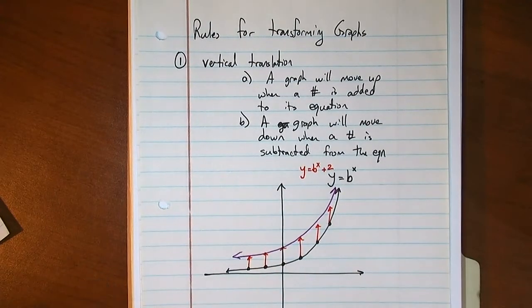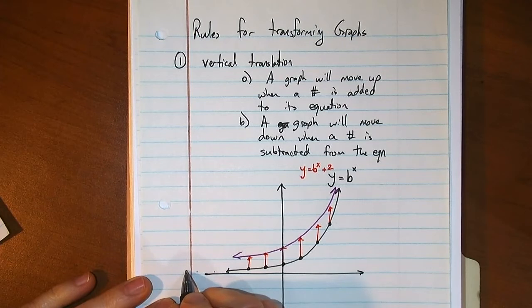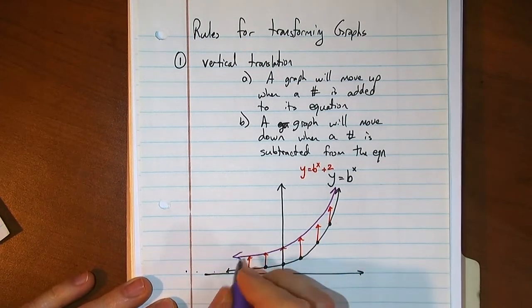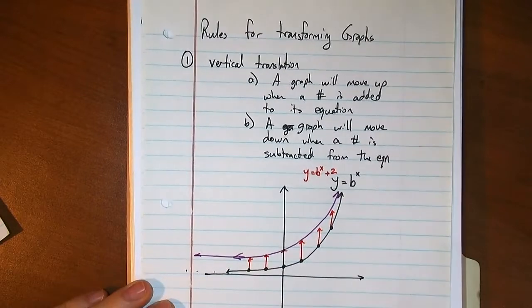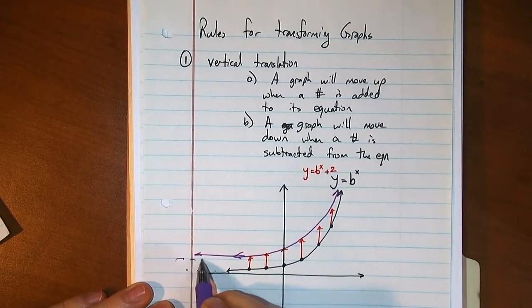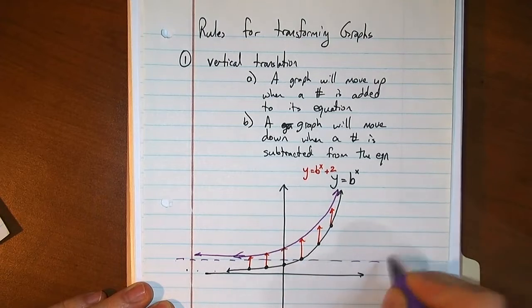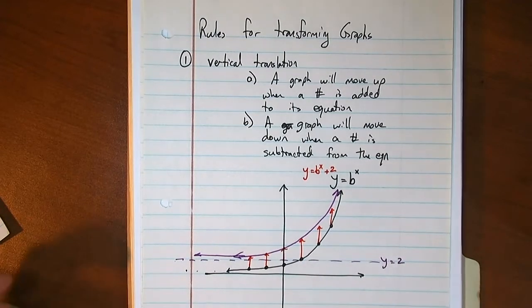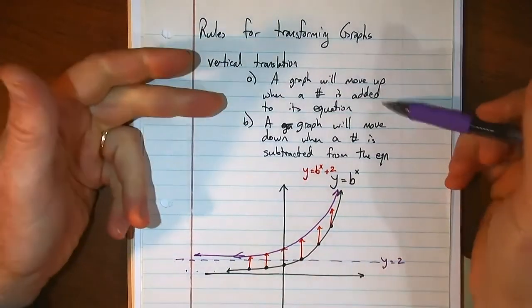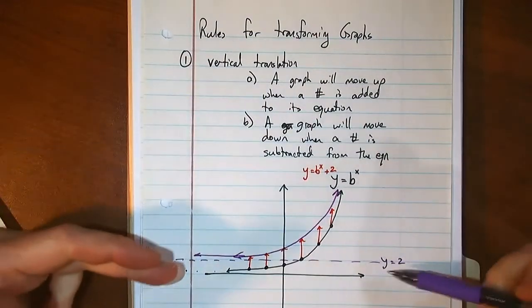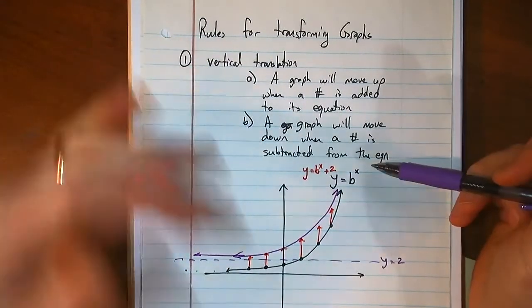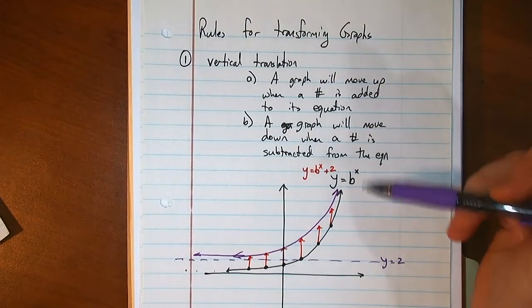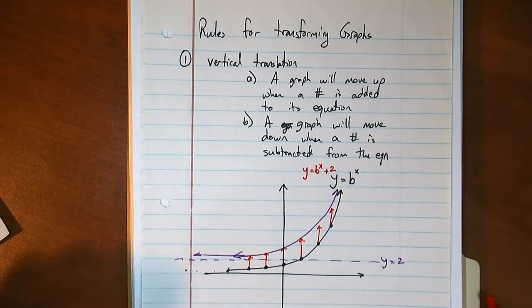So all of the points along the flat part are also moving up 2 spots, which means this new graph is going to flatten out, but not along the x-axis. It's going to flatten out at some spot that's 2 up. So in a vertical translation, the whole graph, including the asymptote, is going to either slide up when I add a number or slide down when I subtract a number, one or the other. So this is the basic idea of our first rule.